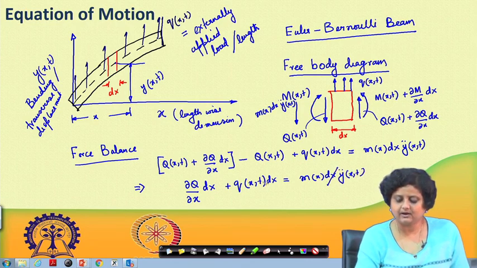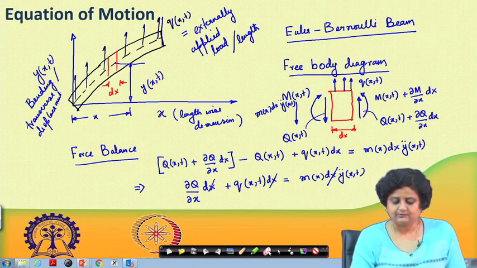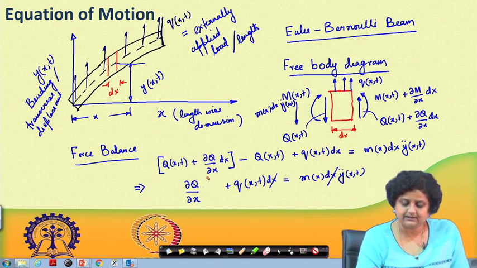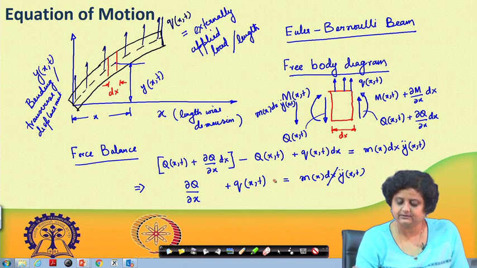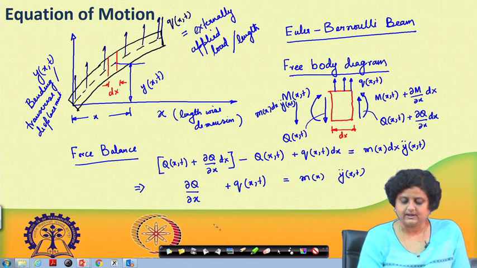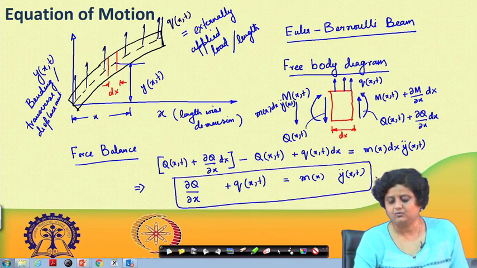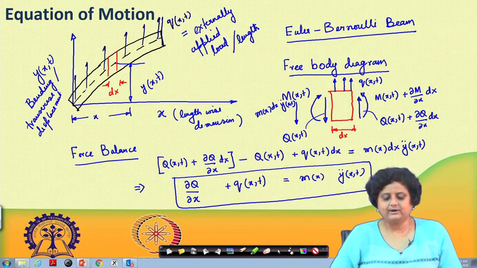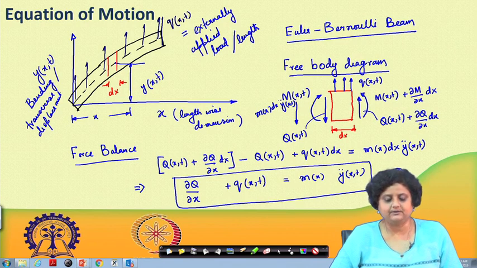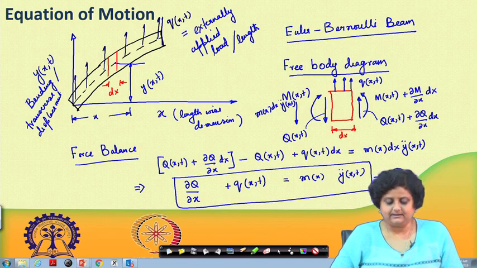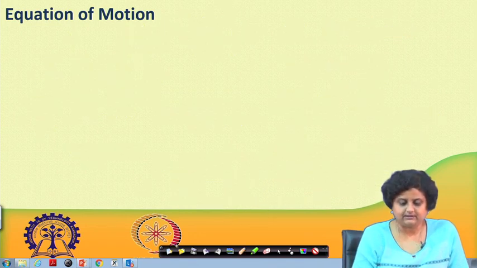So, I can cancel out dx on both sides. If I remove them, then my equation becomes neater and I have this as the equation, and let me call this equation 1. If this is the equation that is coming from force balance, what we should do next is get the moment balance equation.